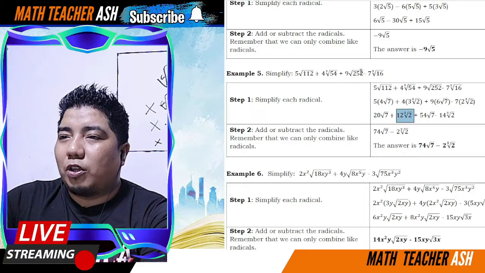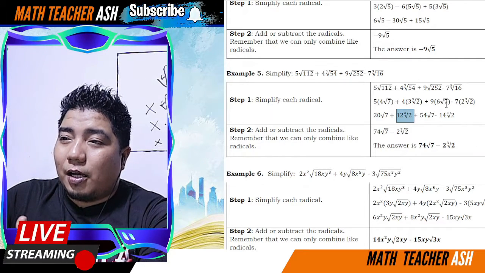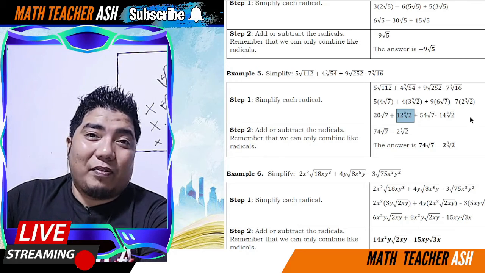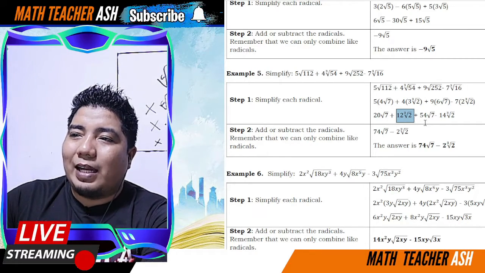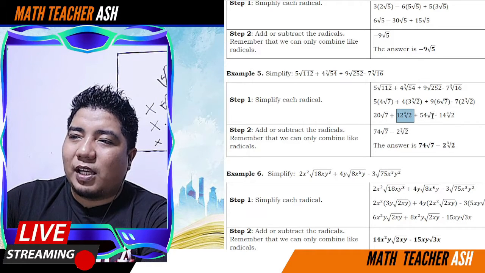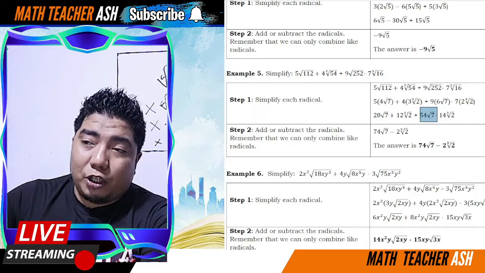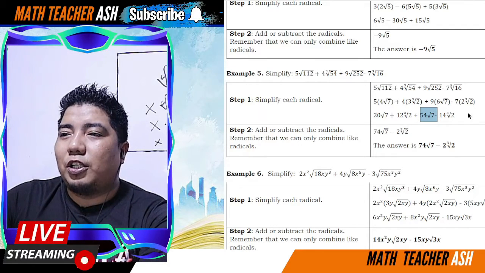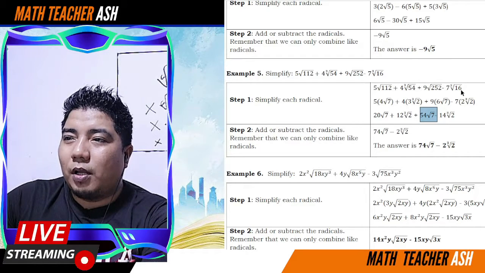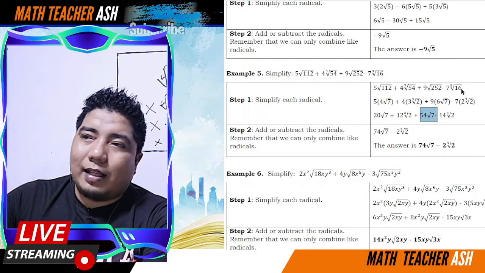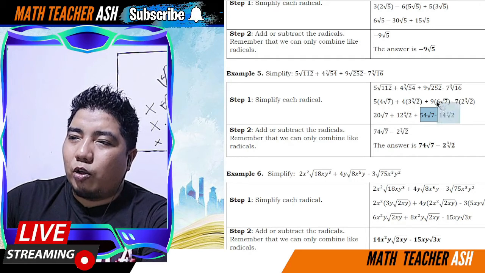Okay, how about the third term? 252. That is 36 and 7. Okay, so the square root of 36 is 6. So 6 times 9, that is 54 square root of 7. Okay, so that is your third term. Final answer for the third term. And for the final term, which is the fourth term, 16. So that is 8 and 2. So 2 times 7, 14, cube root of 2.